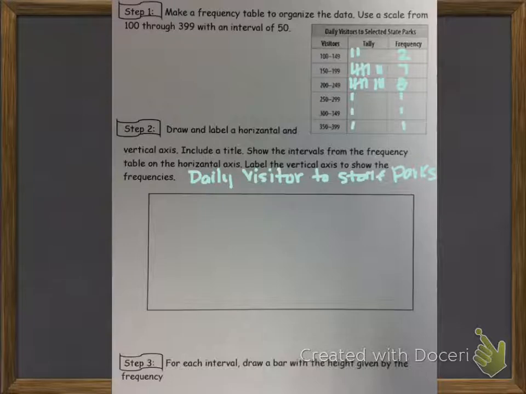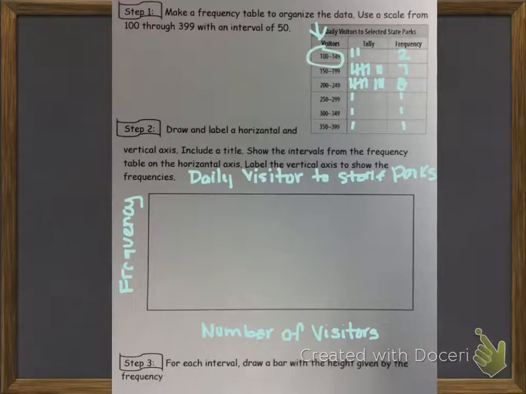Okay, so then our frequency is what goes up. So over here is where we have our frequency. Okay, and then our bars are going to show and represent this one right here, this row, which is our column, which is the number of visitors. So then we have to write our intervals, and it said to take these intervals and place them into our chart.